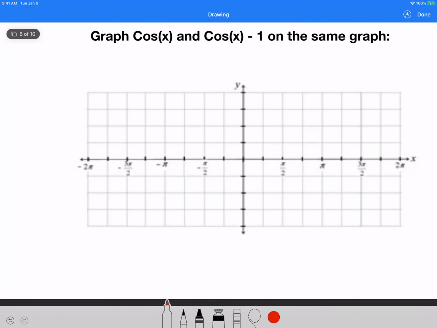So now the first question says graph cosine of x and cosine of x minus 1 onto the same graph. Now I know that some of you guys don't like to do the table, but that's okay, as long as you understand that the cosine goes from 1, 0, negative 1, 0, 1. Those are your 5 essential points from 0 to 2 pi, 0 to negative 2 pi. That's your cosine of x.